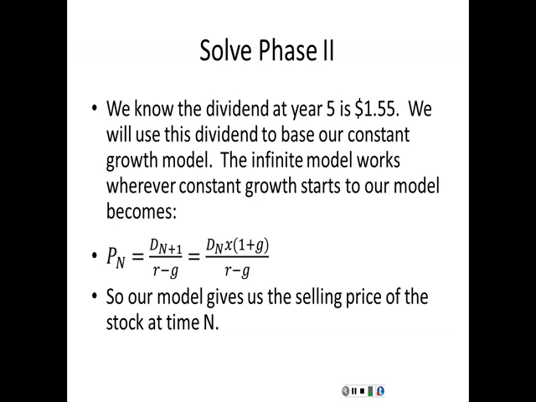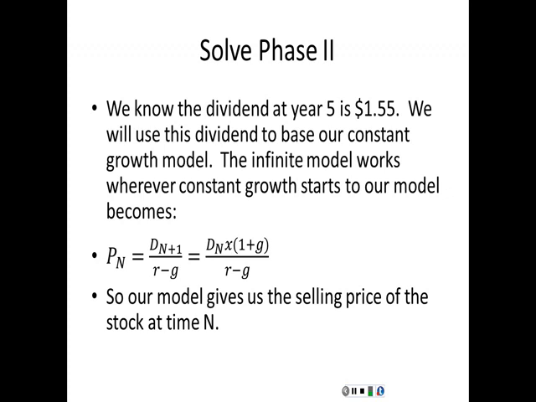Now we know at the end of year 5 we're no longer confident in assigning growth rates to the dividends, so we conservatively assign a constant growth rate. Now we need that last dividend at year 5, which is $1.55. And we're going to create what we call the Gordon growth model, which is really a growing perpetuity if we think back to time value of money.